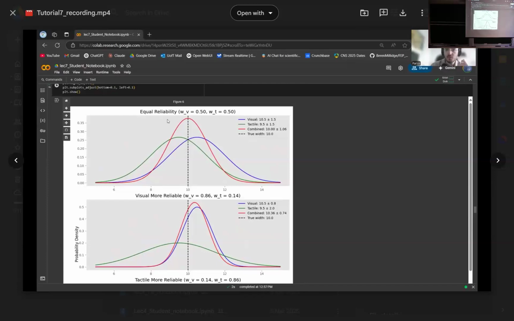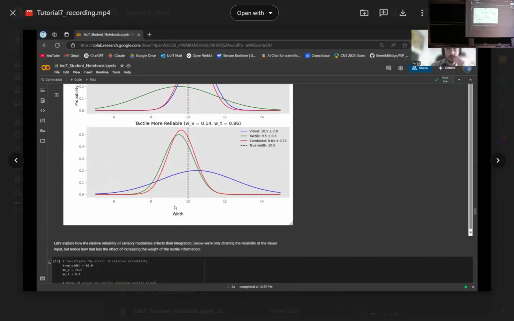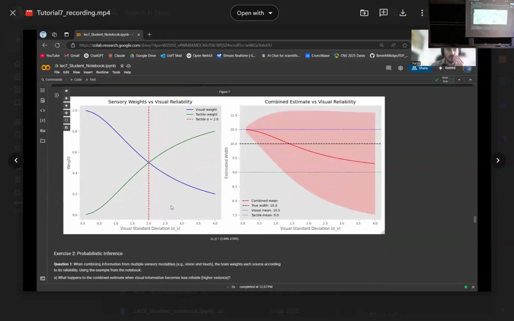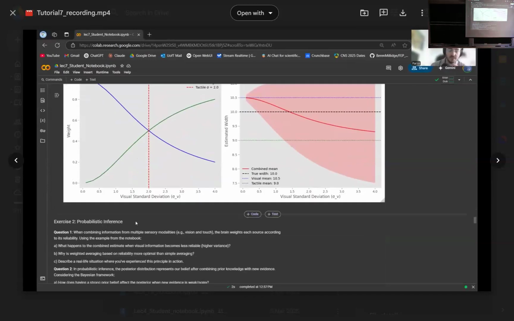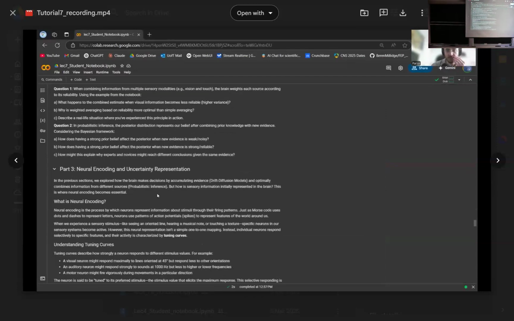This is where both of the modalities have equal reliability. You can see that the effect is going to be just the sum of both of them. This is where the blue has more reliability, then you'll be shifted more towards the blue. This is where the green has more reliability, and you'll be shifted towards the green. Now, this is a little widget that you can use to answer the exercise. I'm not going to go over the exercise because that's what you are supposed to be doing.